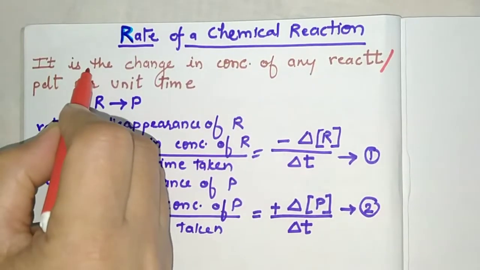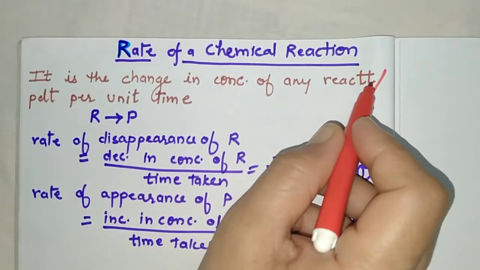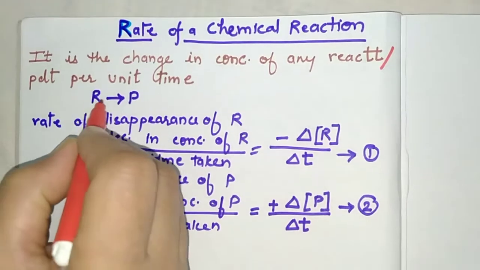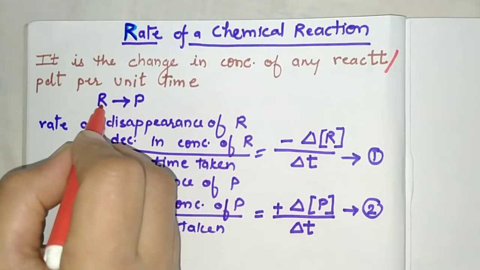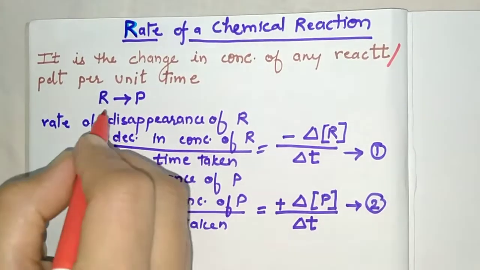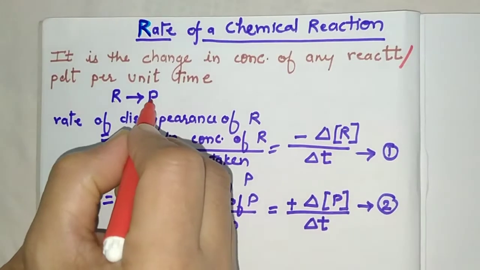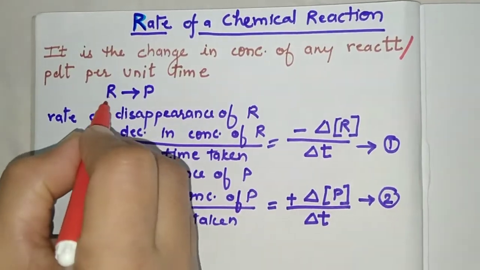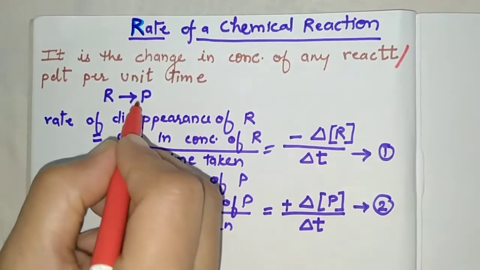Rate of reaction is equal to the change in concentration of any reactant or product per unit time. Suppose there is a reaction where a reactant is converted into product. The rate of disappearance of reactant will be equal to the rate of appearance of product. So we have to find out the rate of disappearance of reactant as well as the appearance of product.